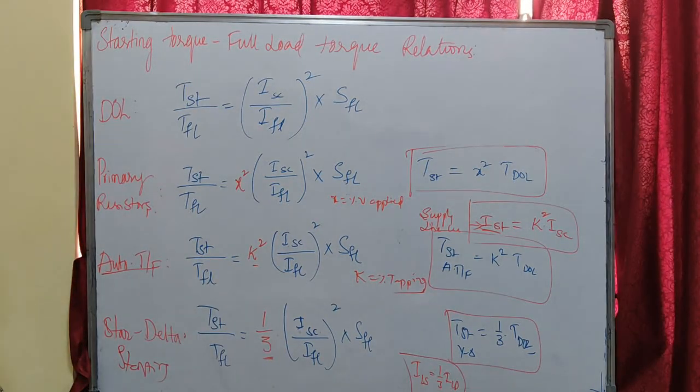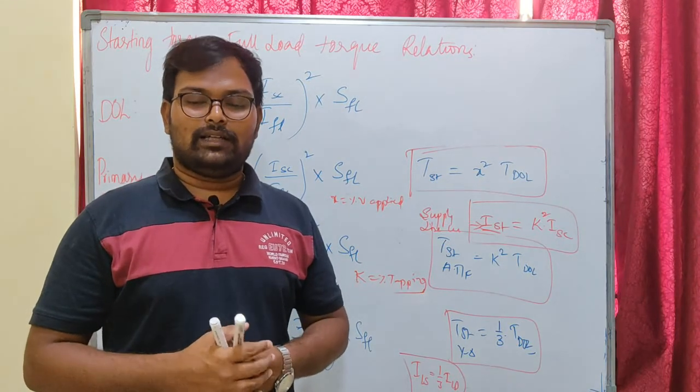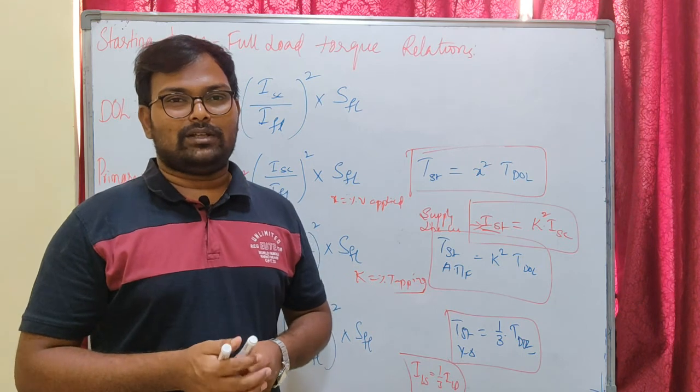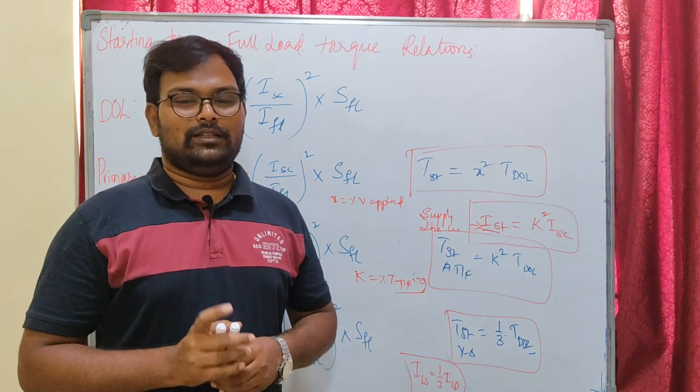Next class we are going to do some problems on these expressions so that you can understand the starting methods clearly. We are left with one more concept, that is the slip ring induction motor's starting method, which is the rotor resistance method. With that we are going to conclude the starting methods of our 3-phase induction motor. Thank you.